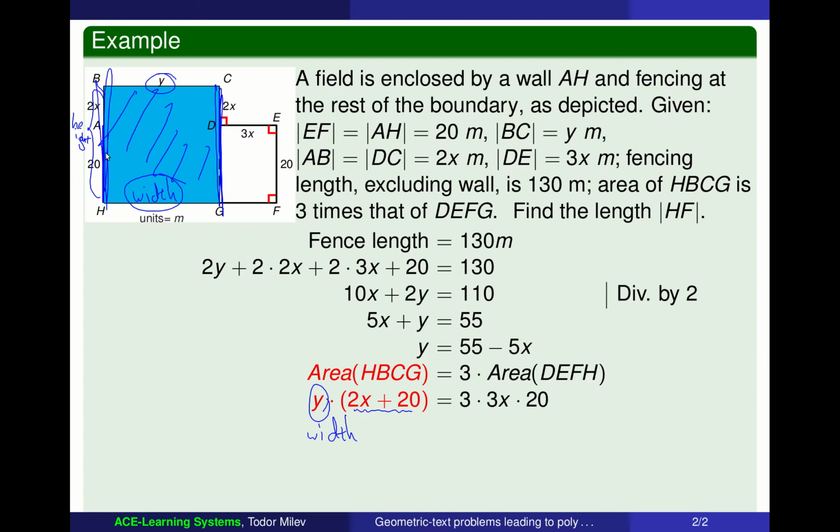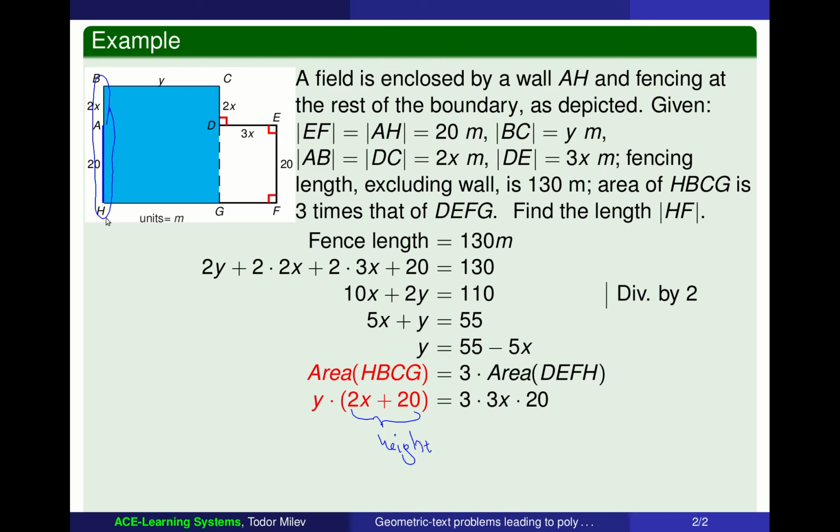And I can see that the height of my rectangle is this distance here. And that's 20 plus 2x. So the height of my rectangle is 20 plus 2x. Okay, so this is my rectangle, the width, here's the height.